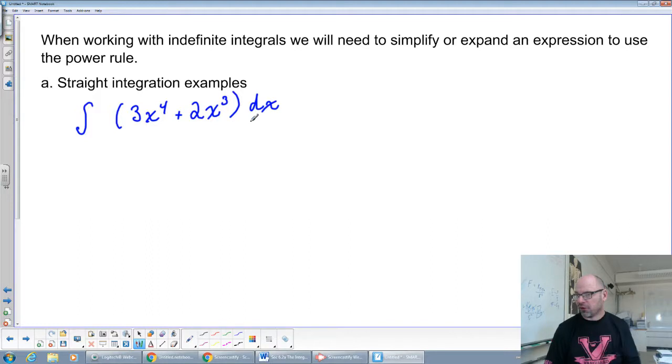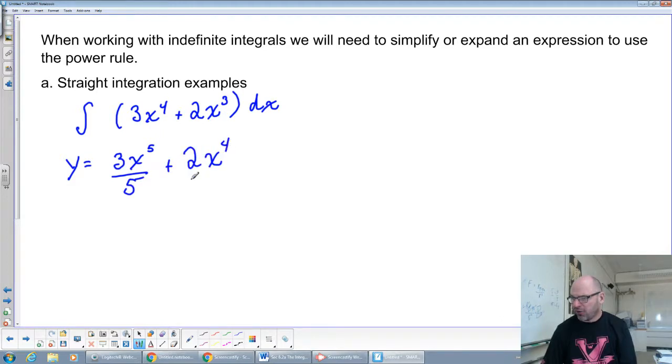So if we're going to integrate that, we just use the power rule. So y equals, because we're assuming we have integration dy out here. Often that's not written, that's just written like this in short form. So we go 3x, 4 plus 1 is 5 over 5, plus 2x, 3 plus 1 is 4 over 4, plus c.